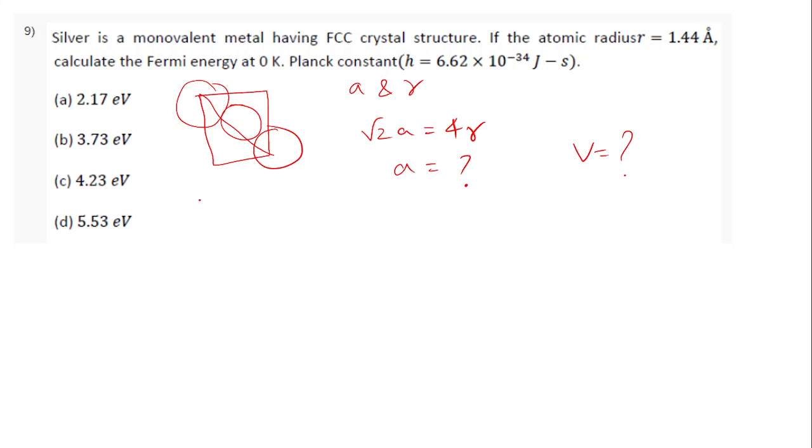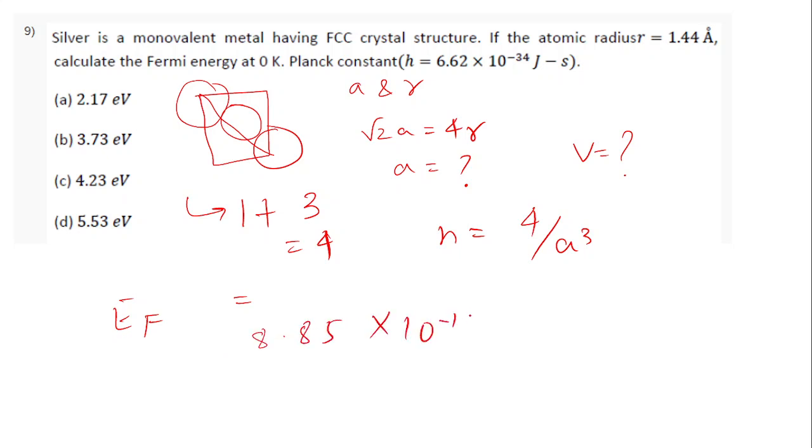And for FCC, how many atoms are there inside the unit cell? Total 1 from all the corners, then from all the faces, total 3. That means 4 atoms. So number density is 4 divided by volume. After finding this, we'll substitute in the Fermi energy formula and we'll get the answer. And the answer is actually this. I'm just giving you this because time's up. This is in Joule, and when you convert into electron volt, you will get 5.53 electron volt.